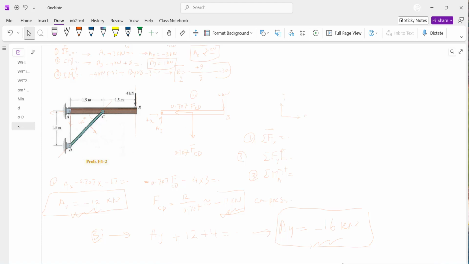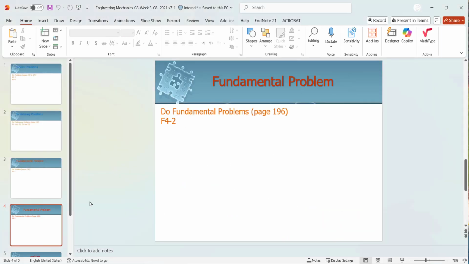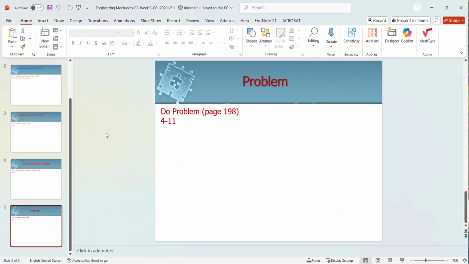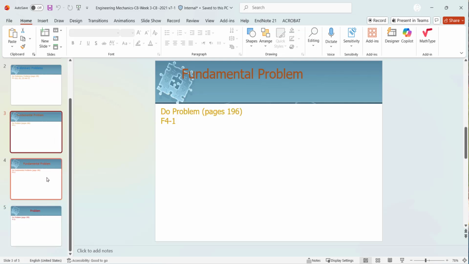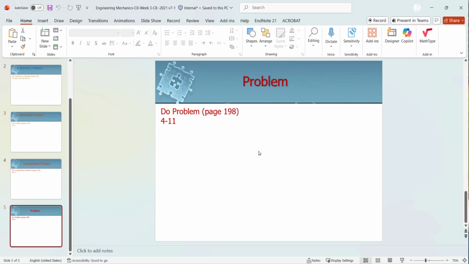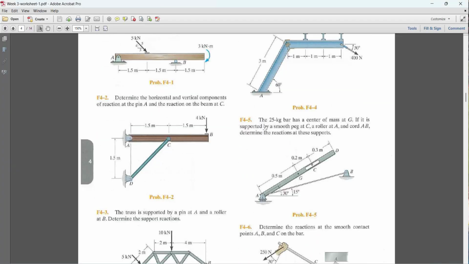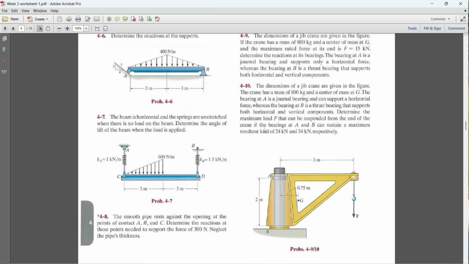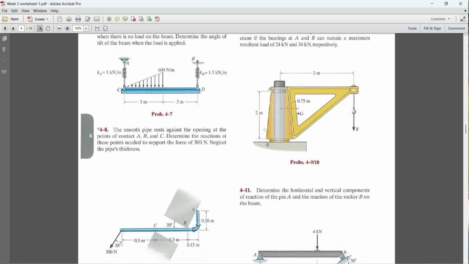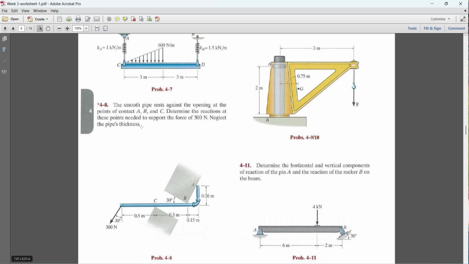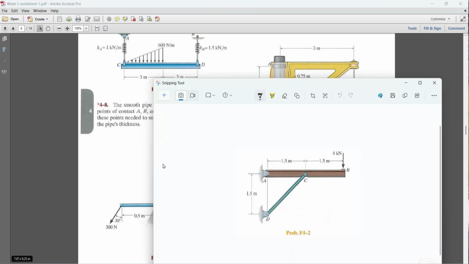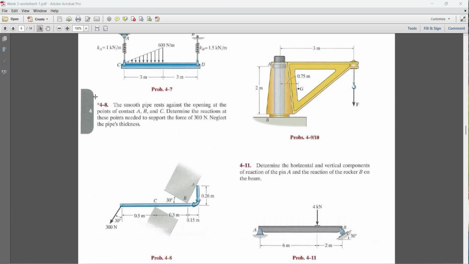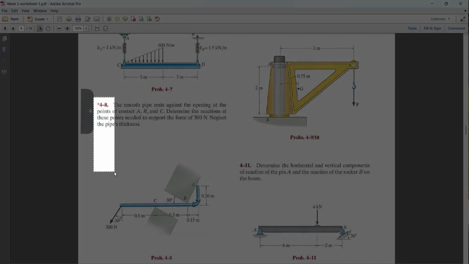All right, let's go back to see what we have next. The last one we have is 4-11, that is on page 198, 198 from Hibbeler, and 4-8. So you want to solve this problem. That's an interesting problem as far as the supports are concerned.